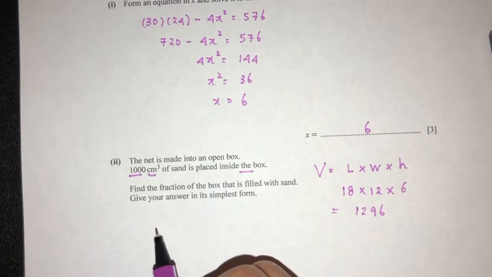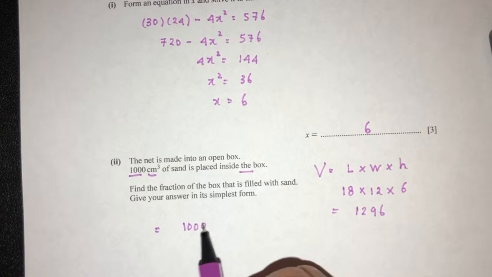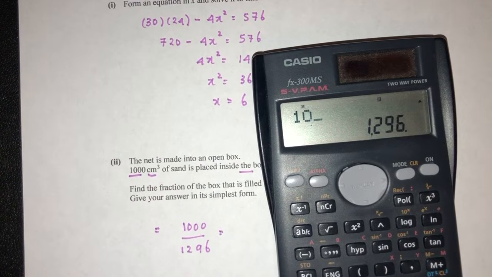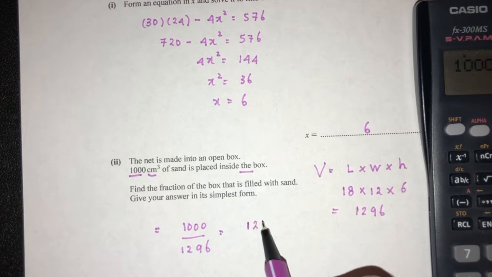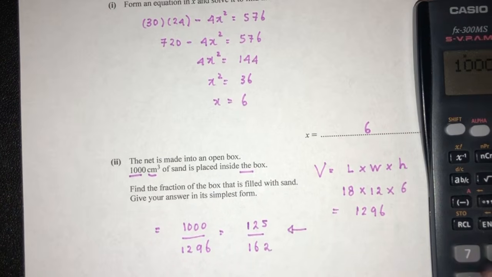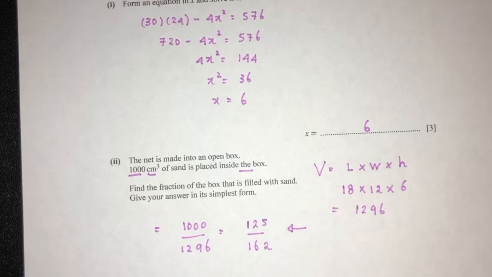Now what is the fraction that is filled? Pretty easy. That will be the amount of sand, which is 1000, over 1296. Divided by the answer, that should be 125 over 162 as the fraction in its simplest form. That will be part 3 of your question, question number 3.